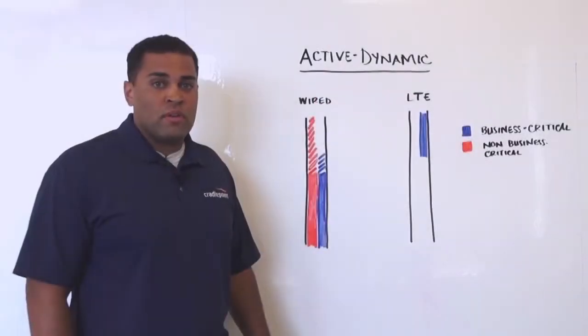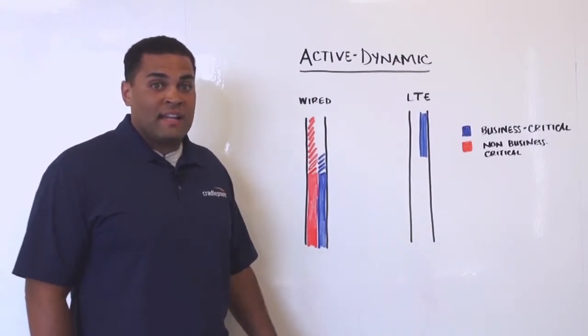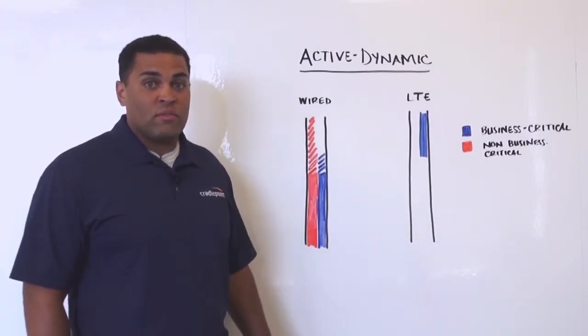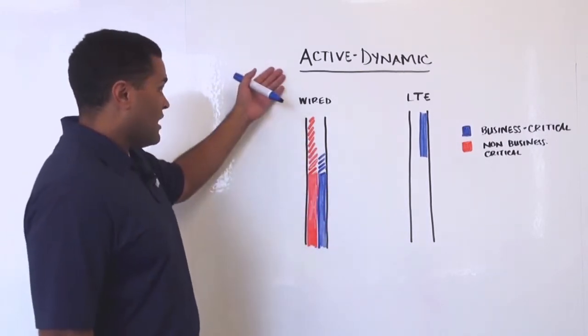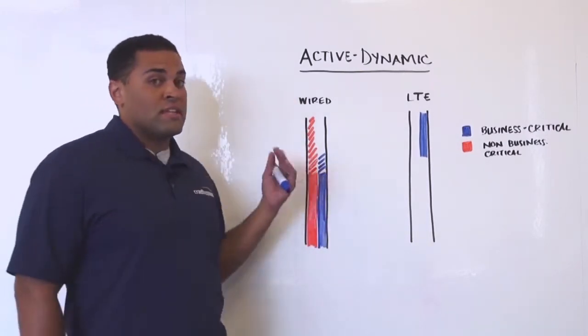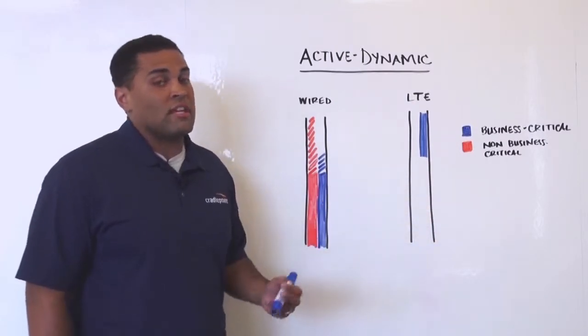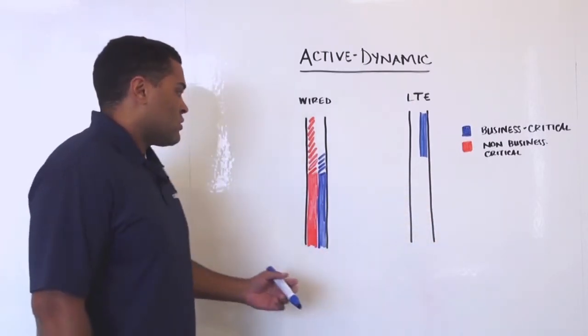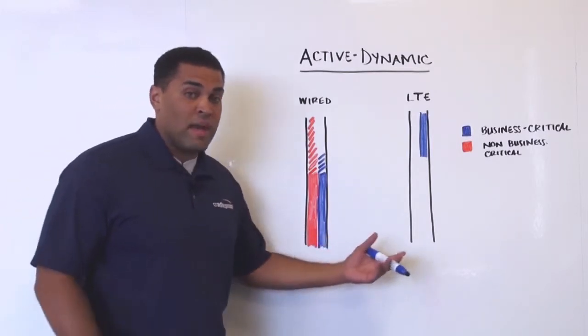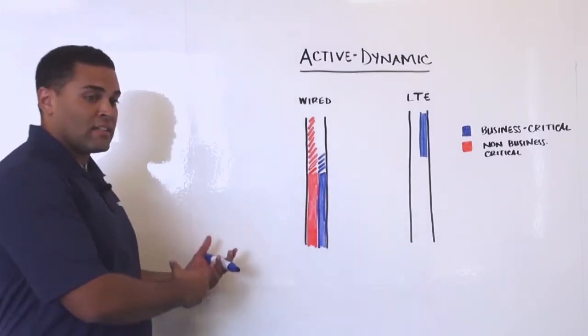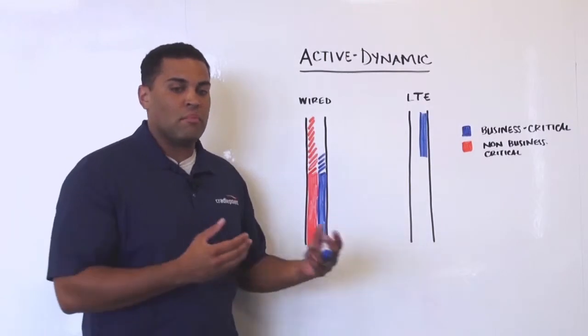And last time we spoke, I discussed the differences between active-active and active-passive WAN configurations. Today, I'd like to talk about active dynamic technology that bridges the gap between those two WAN configurations that Cradlepoint offers. So in this use case, what we're really trying to do is take the best of active-active and the best of active-passive and combine it.